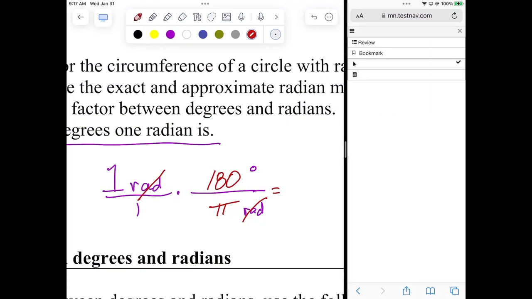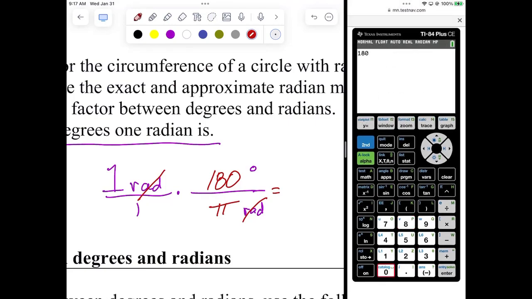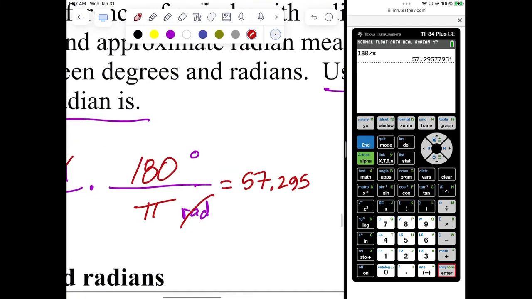Yeah, it's just 180 divided by pi. But let me catch up so that we can do it on the calculator. Okay, so it's 180 divided by pi. So I'll use the pi button on the calculator. I don't need to worry about times 1, do I? Because anything times 1 or divided by 1 is itself. What do I get? 57.295 if we truncate degrees.